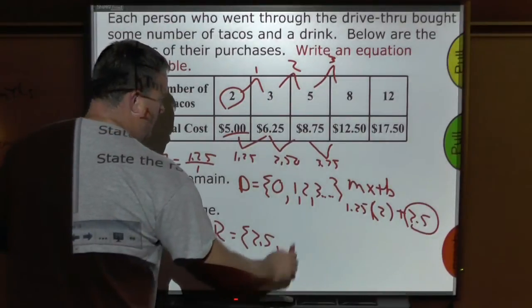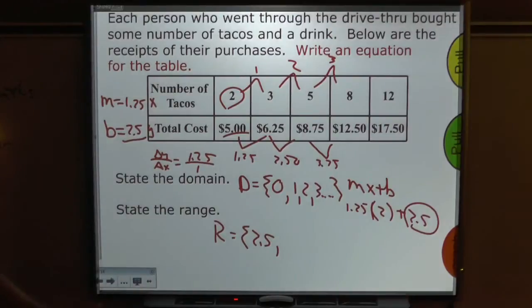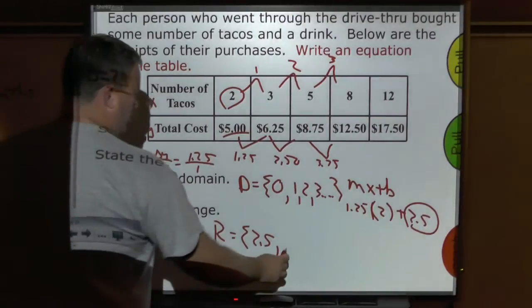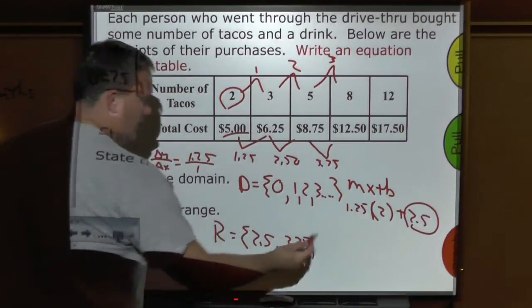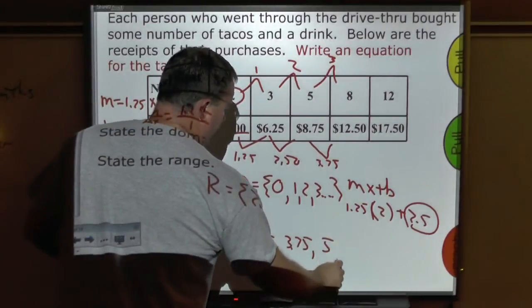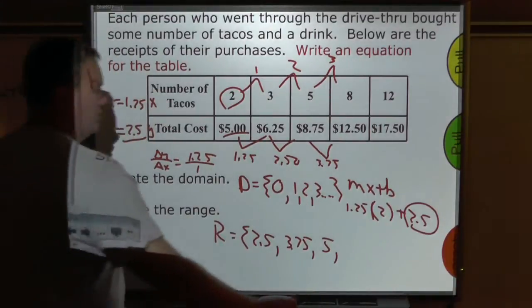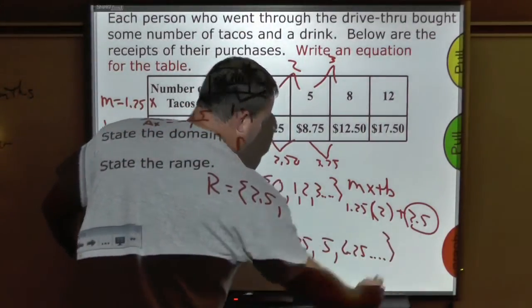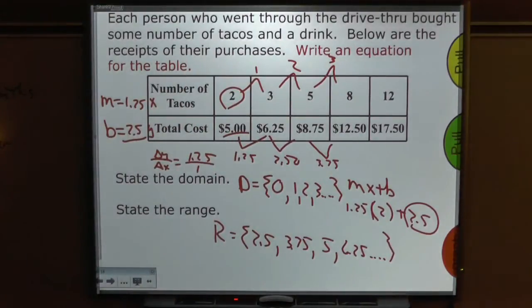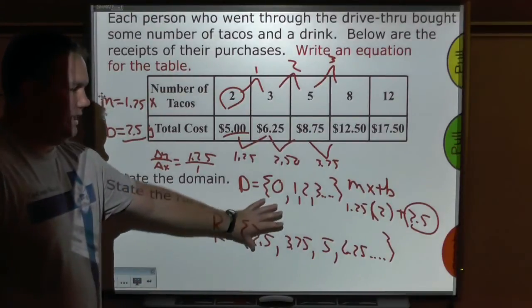You buy 1 taco, you add on $1.25, which in that case would give you $3.75. Add on another taco, $5. Add on another taco, $6.25. So on and so forth. Your domain and range looks different for a discrete situation. The reason why is because you cannot buy half of that. So I want to make sure you see that.